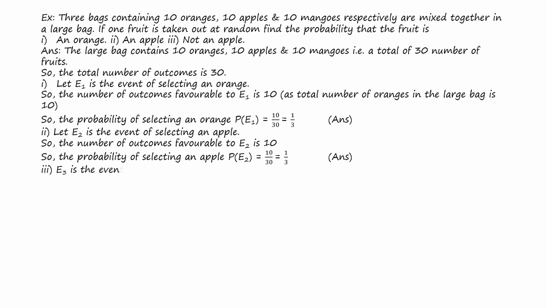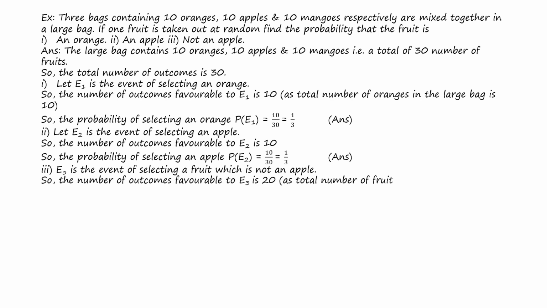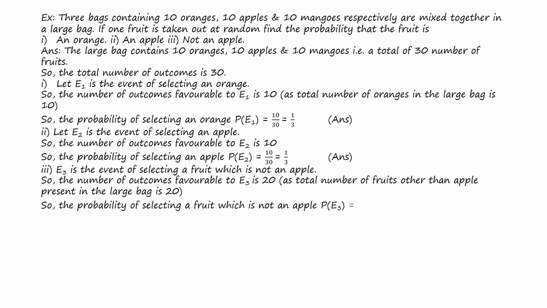Now let's come to the third bit. Let E3 be the event of selecting a fruit which is not an apple. So the number of outcomes favorable to E3, the fruit which is not an apple, means fruit which is either an orange or a mango, that is 20. So in this case the probability of selecting a fruit which is not an apple, or P(E3), is 20 by 30, which equals 2 by 3. That is the answer.